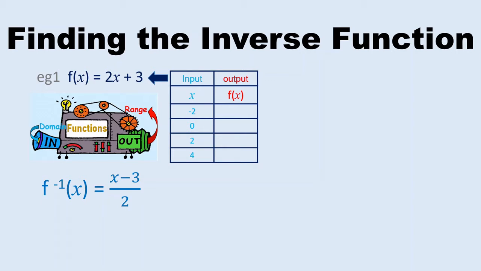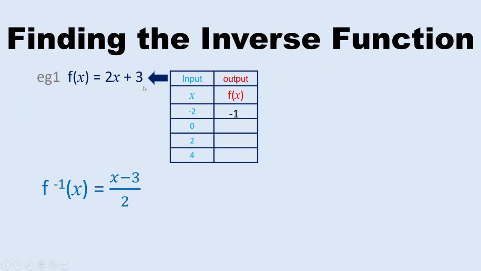If I input -2 into this function, I would do 2 times -2, which is -4, plus 3 would give me an output value of -1. If I substitute 0 into this function, 2 times 0 is 0, plus 3, that's 3. If I input 2 into this function, 2 times 2 is 4, plus 3 is 7. And if I input 4 into this function, 2 times 4 is 8, plus 3 is 11. So I've got a set of output values that go along with these input values.